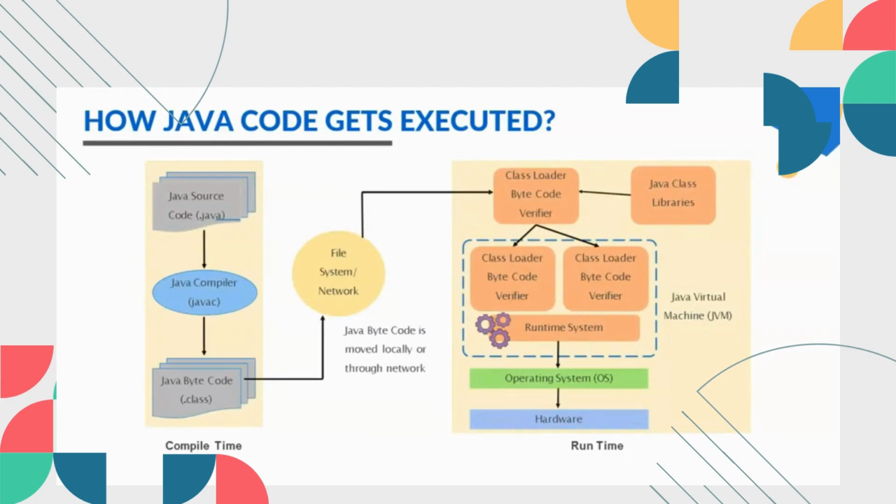This is how things happen. First of all, you write your .java code. That .java code gets compiled into the bytecode, which is a .class file. Then the Java bytecode is moved locally or through the network to the runtime environment. The Java virtual machine starts verification for the bytecode.